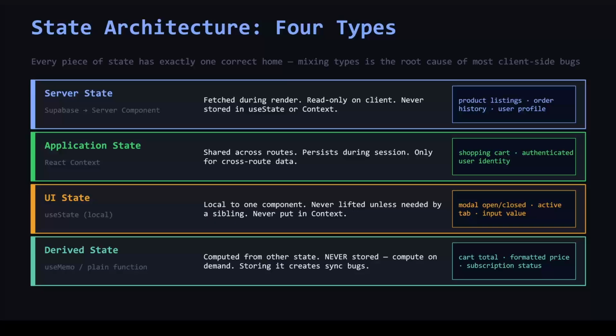We have application state. The owner is React context. This is shared across routes. It persists during the session, only for data that is genuinely needed to cross route boundaries. Examples: the shopping cart, authenticated user identity.